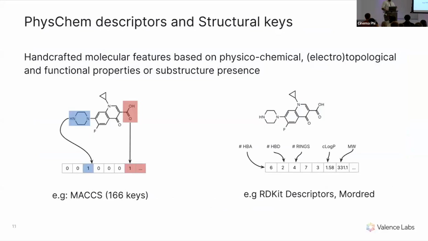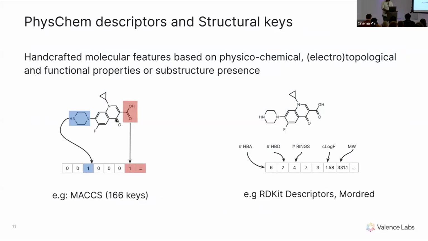Okay, so first let's go in depth about the 2D descriptors and the structural keys. Those are handcrafted molecular features. The goal here is that you have your molecules and you want to build a vector that contains the information about your molecule, a vector that you can feed to your machine learning algorithm.